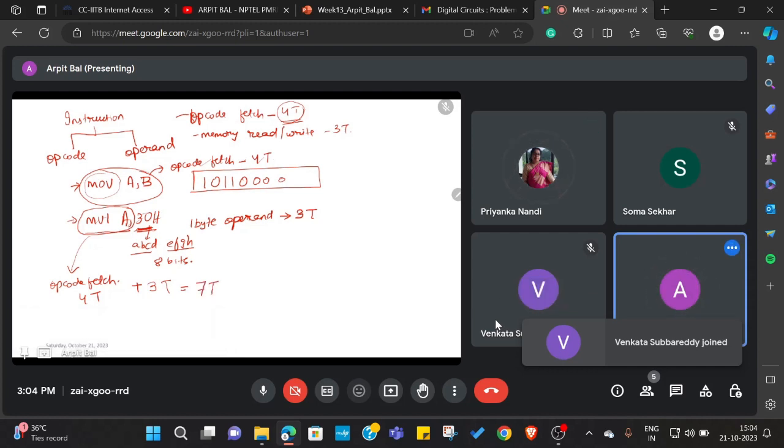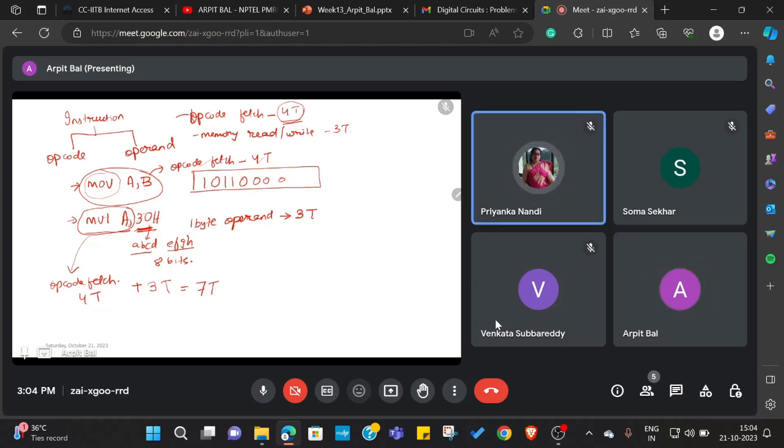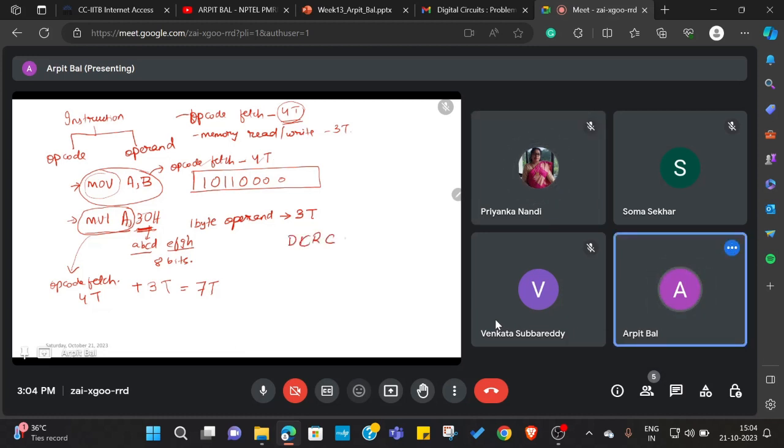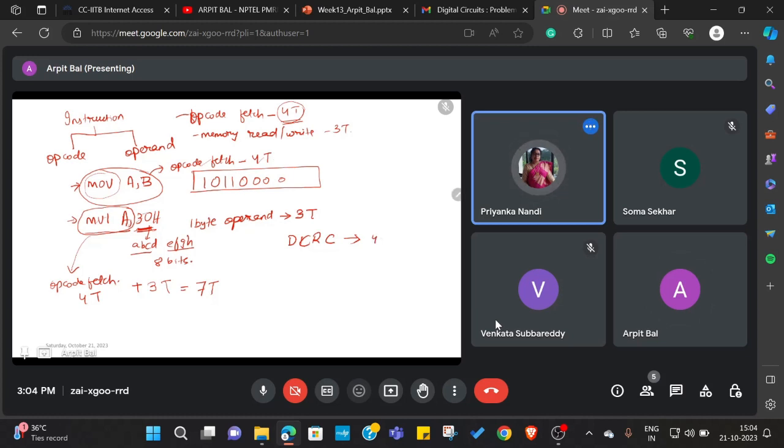Okay, similarly, let's say there is DCR C. Can you guess how many memory read operations, or what is the total number of T states associated with this? 4 T states, because only opcode fetch is there. Correct.